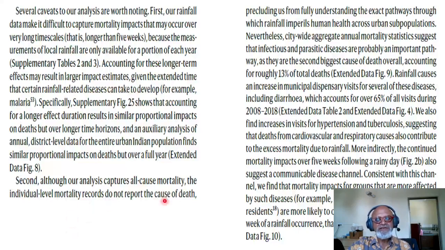And secondly, although our analysis captures all-cause mortality, the individual level mortality records do not report the cause of death, precluding us from fully understanding the exact pathways through which rainfall imperils human health across the urban subpopulations. That's always tricky. This is why the reported numbers by the government can appear lower than numbers estimated this way, because they don't have the resources to sit down and do the attribution and separate deaths into rainfall caused, delayed rainfall caused, rainfall related health causes, and so on. So they just write the most obvious ones like electrocution or drowning as flood related, or rainfall related, others as just deaths maybe. Okay, so I will leave it there.